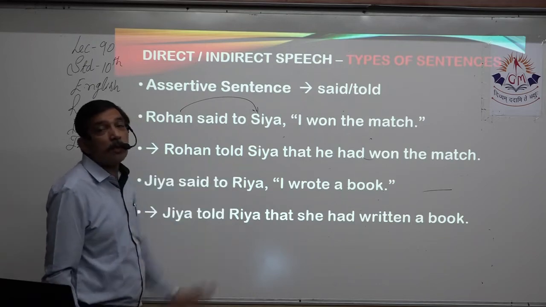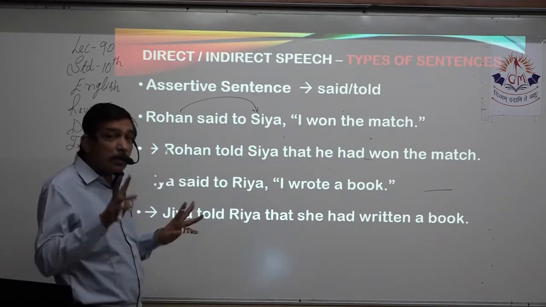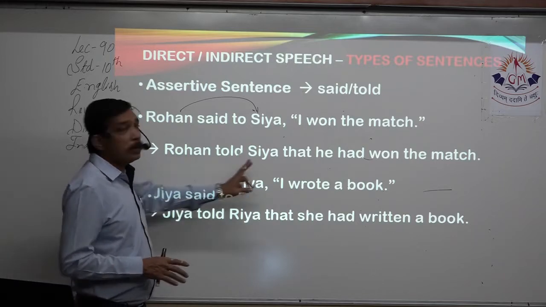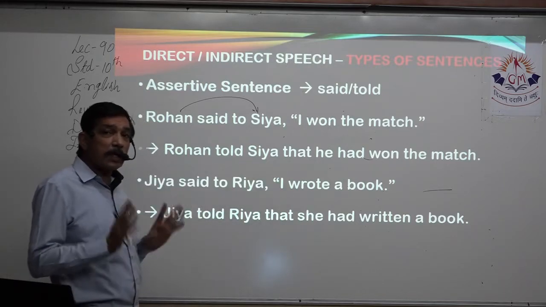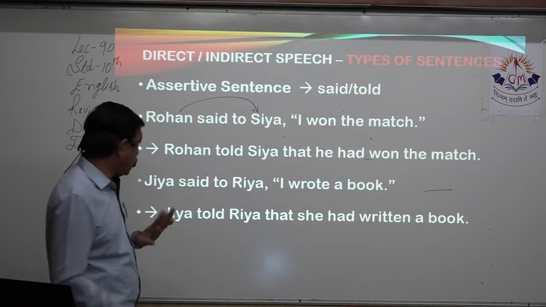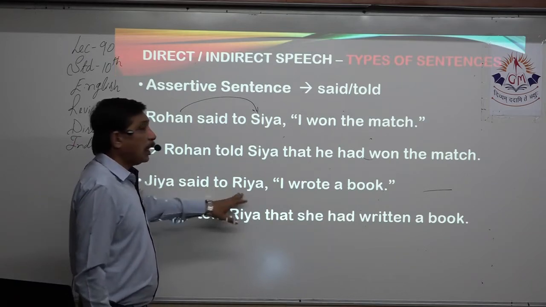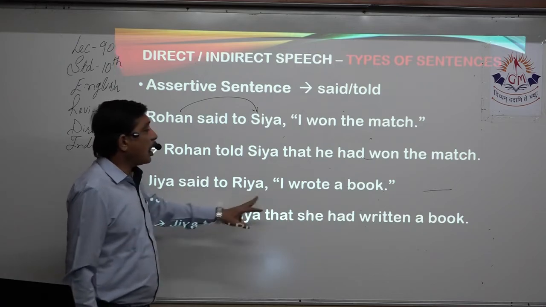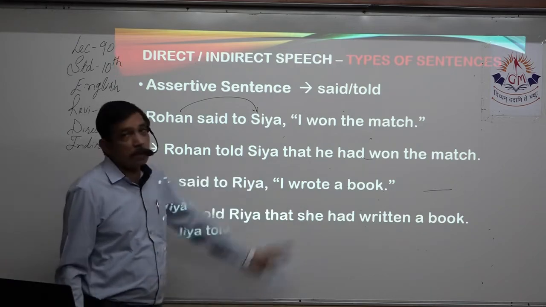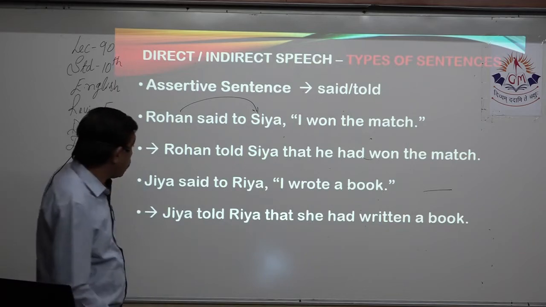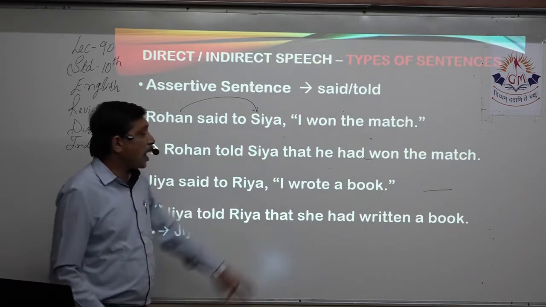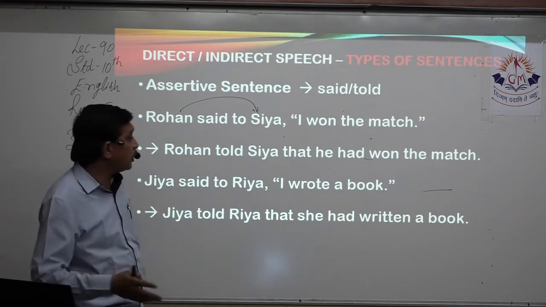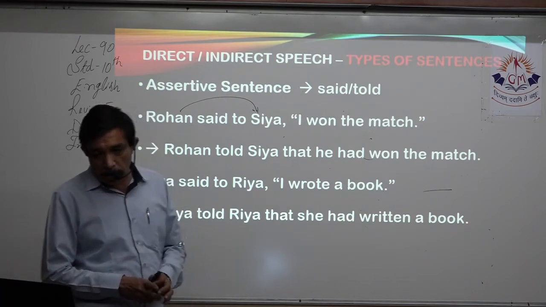And we change the reporting verb. If there are two people mentioned, then "Rohan told Sia." Otherwise, it will be "Rohan said" if he doesn't say it to anybody else. Jia said to Ria. Now, two people are mentioned, that is why "told." Jia said to Ria, "I wrote a book." Now, this is past tense, so past perfect. Jia told Ria that she had written a book.